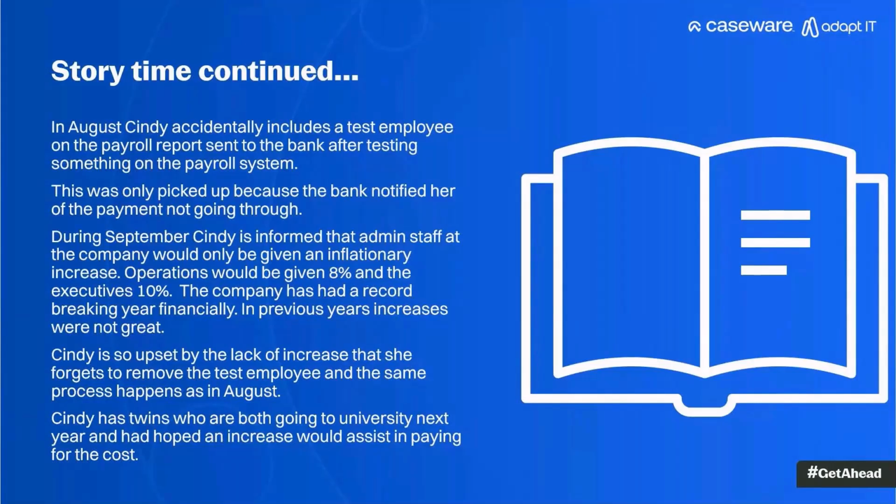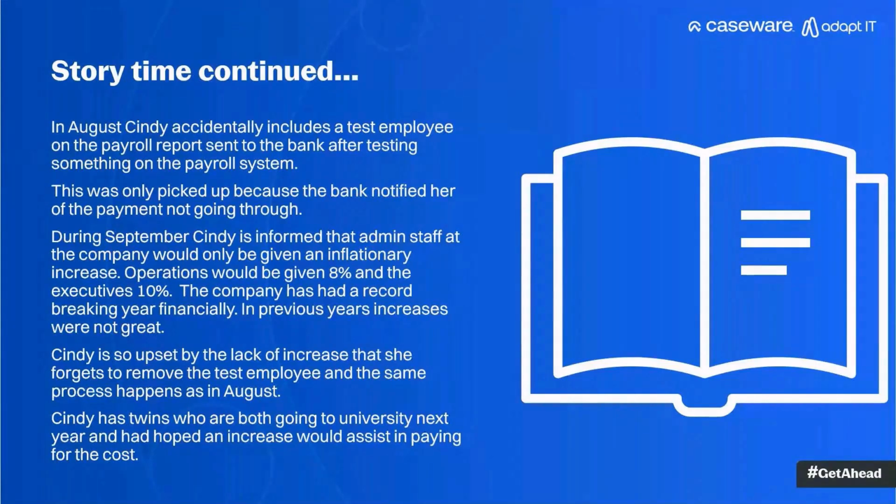Then during September, Cindy is informed that admin staff at the company would only be given an inflationary increase. Operations team would be given 8% and the executives 10% increase. The company has had a record-breaking year financially, and in previous years, increases weren't that great either. Cindy is so upset by the lack of increase that she forgets to remove the test employee, and the same process happens as in August. In other words, even though Jeff reviewed the report twice, August and September, he missed both of those. Cindy has twins who are both going to university next year and had hoped an increase would assist her in paying for the university cost. Right, so that's our story.